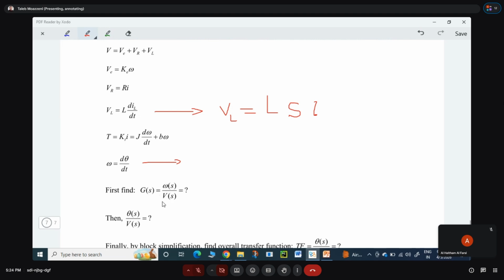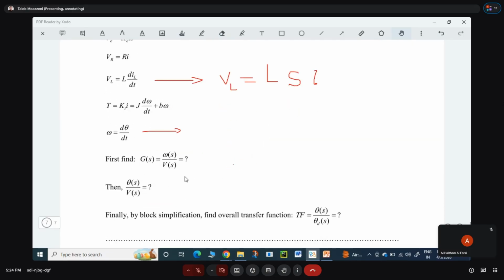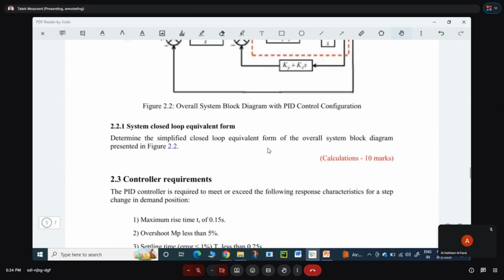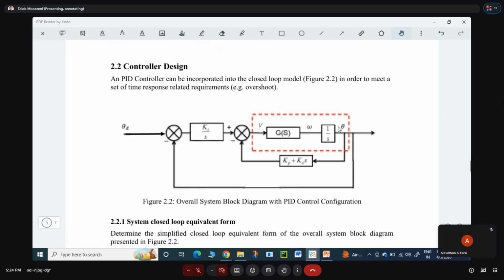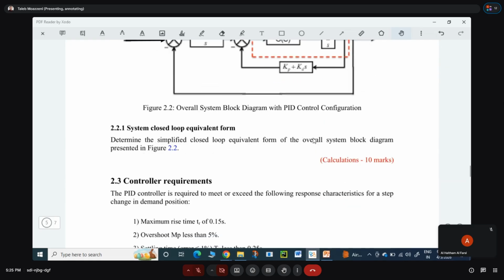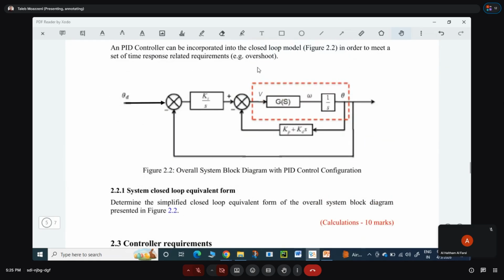This is the first step. Then you will find theta over V(s) by using this. It's very easy, theta to V, because here you see theta and omega. Theta over omega is 1 over s. So you have omega over V already. So then you can find theta over V. Okay, so this is the first step. And then finding this transfer function, multiply with this one, it will be another transfer function.